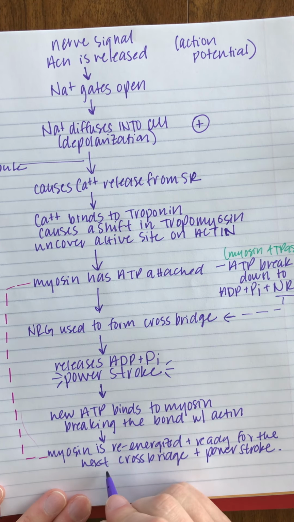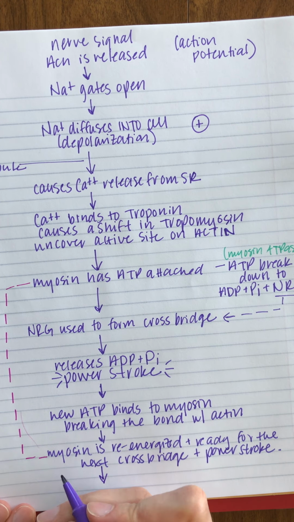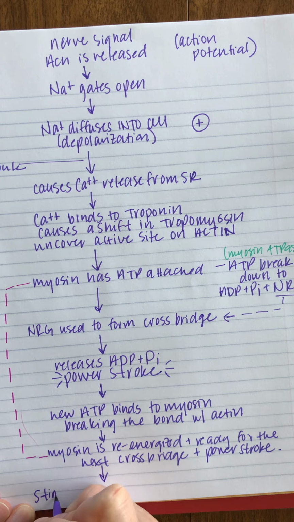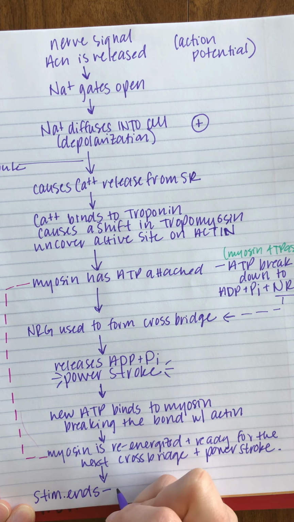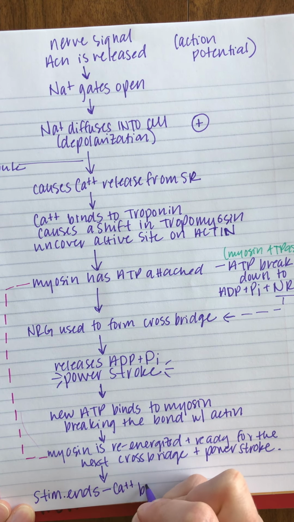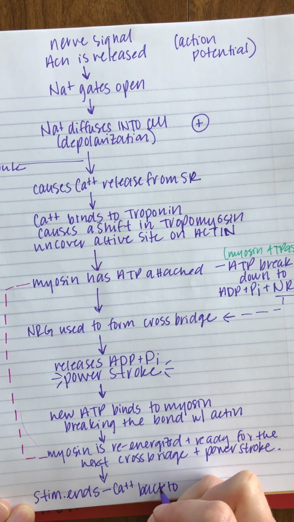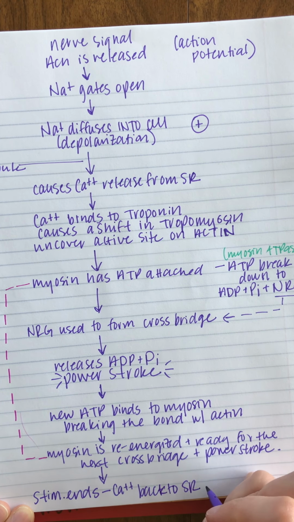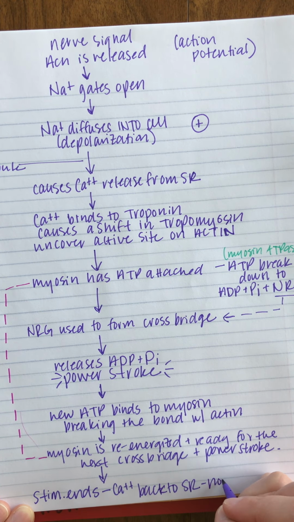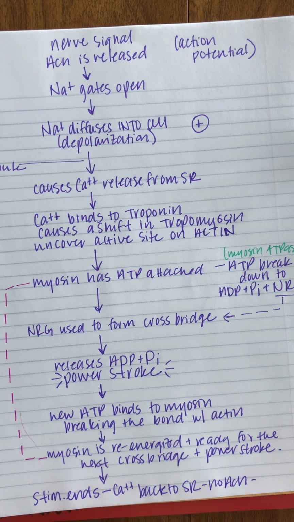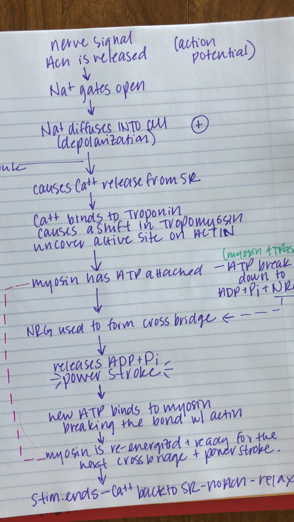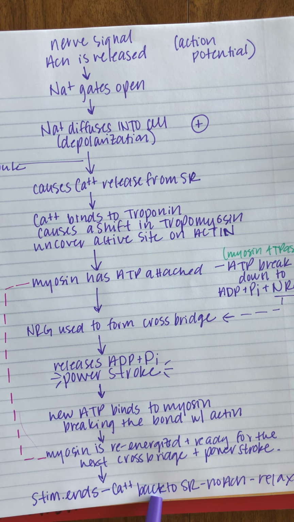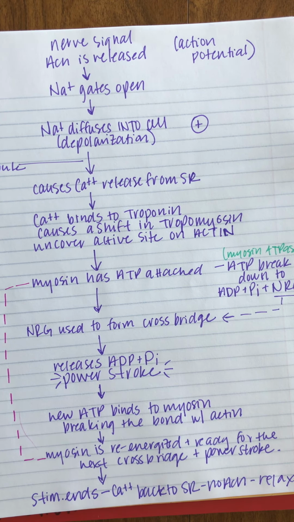I'm running out of room here, so I'm just going to say stimulation ends, which then means calcium goes back in, and then no ACh release, and then the muscle will relax. So the stimulation ends, calcium is pumped back into the sarcoplasmic reticulum because acetylcholine isn't released, and the muscle relaxes.